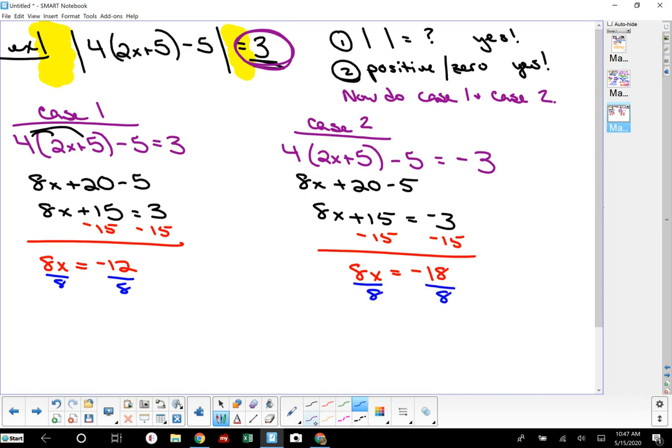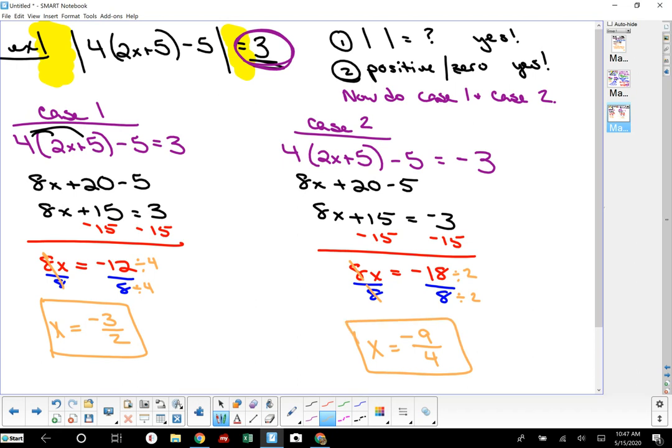And remember, you're going to reduce these answers. So here, x is going to equal, I can divide these both by 4, so that's going to be negative 3 over 2. And this guy, I can only divide these by 2. I can't divide them by 4. So this is going to be negative 9 over 4. Okay, and those would be the two answers.